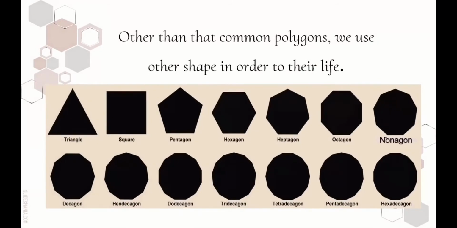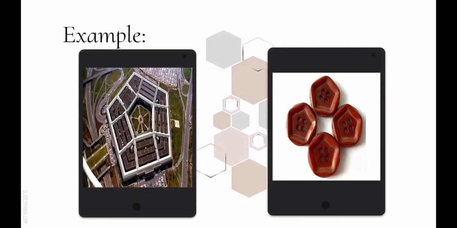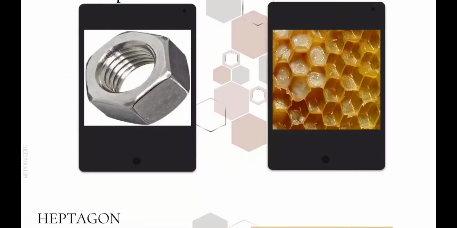Other than those common polygons, we use other shapes in our daily life. Pentagon. A pentagon is a five-sided polygon with five interior angles that sum up to 540 degrees. A pentagon shape is a plane figure or flat five-sided geometric shape. Examples are the pentagon field and buttons. Hexagon. A hexagon is a six-sided polygon with interior angles that add to 720 degrees. A regular hexagon has sides of equal length and interior angles of 120 degrees. For example, a bolt and a honeycomb.